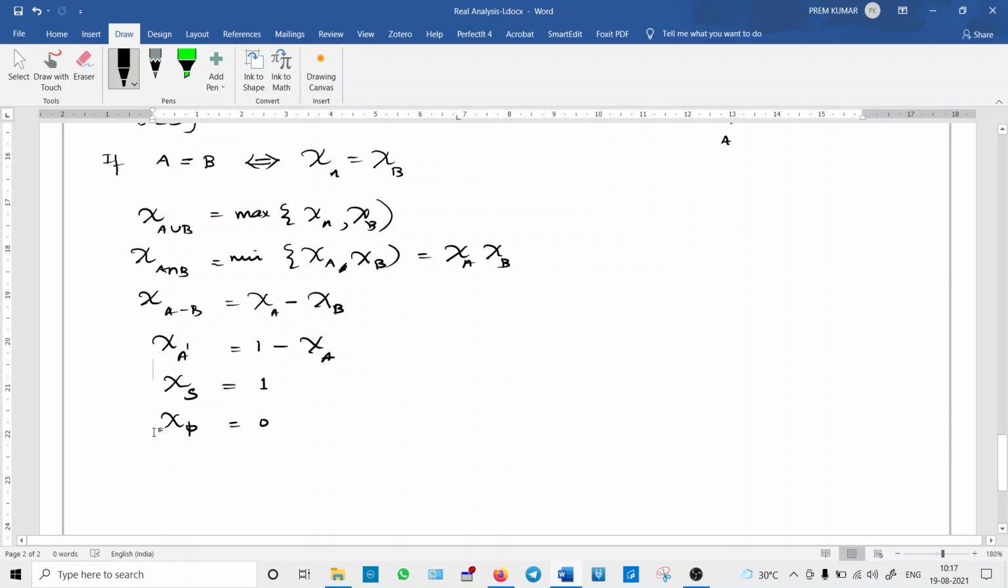What is the characteristic function of the empty set? The empty set contains no elements, so all values will be mapped to 0. No element is present in it; every element is present outside this empty set. So the characteristic function of the empty set is 0. These two things are very simple. We will try to prove the first four equations.